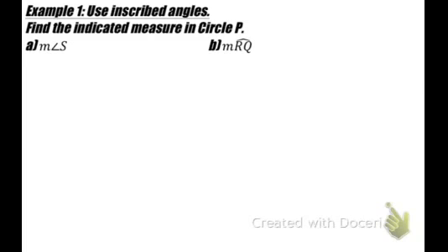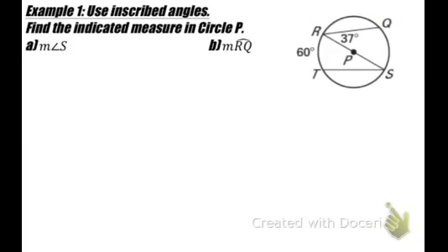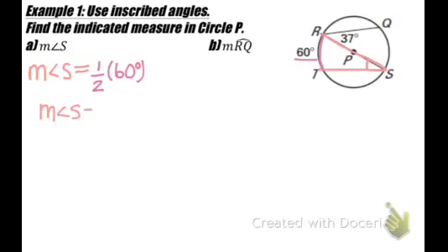Example 1, find the indicated measure in circle P. So first let's solve for the measure of angle S. Well, let's take a look at where that is. That is angle S, that's what we're solving for. Now you can see angle S is an inscribed angle, and its intercepted arc would be the 60-degree arc. So that means that the measure of angle S is equal to half the measure of its arc, which is 60 degrees. So the measure of angle S is 30 degrees.